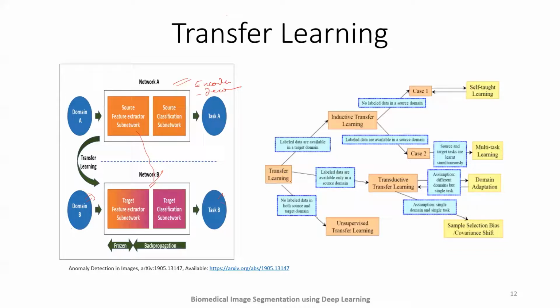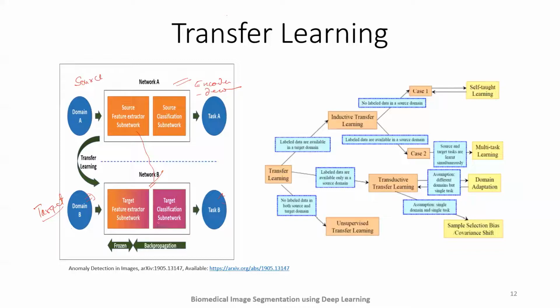And so this transfer learning is classified into many different cases. One case is where labeled data are available in a target domain. This could be the source domain, and this could be the target domain. In the target domain we have labeled data, meaning 1 or 2 or 3 or 10, 20 images, and for each image, segmentations are available. That's the target data.